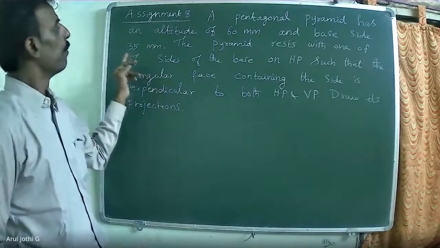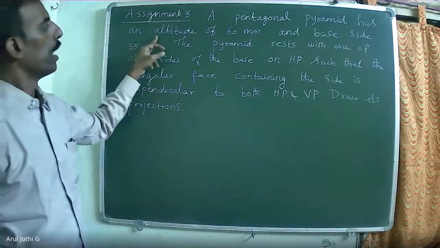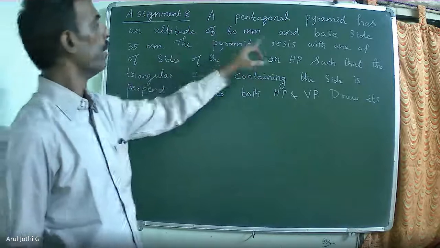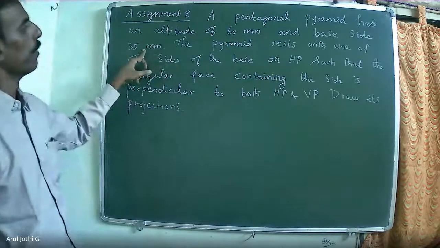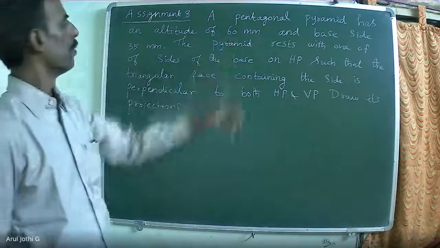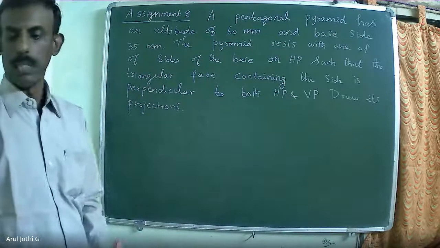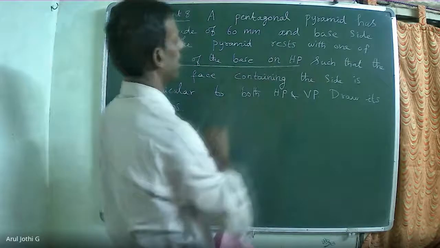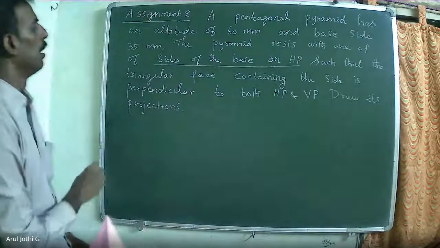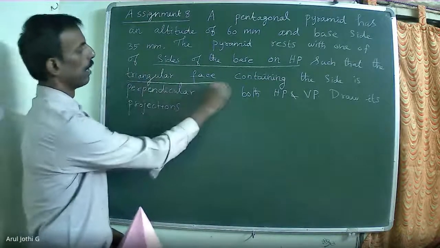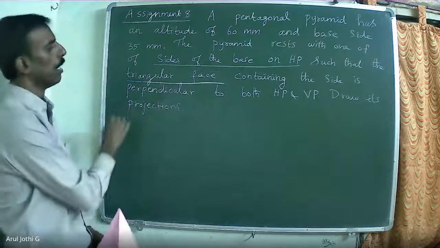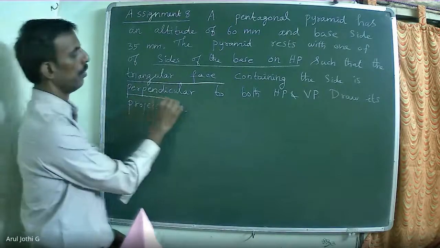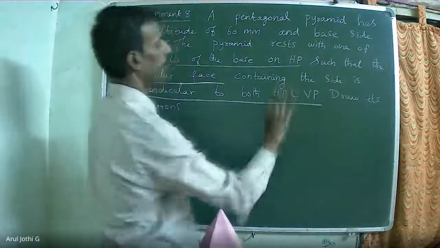A pentagonal pyramid has an axis height of 60 mm and a base side of 35 mm. The pyramid rests with one of the sides of the base on HP, such that the triangular face containing the side is perpendicular to both HP and VP.